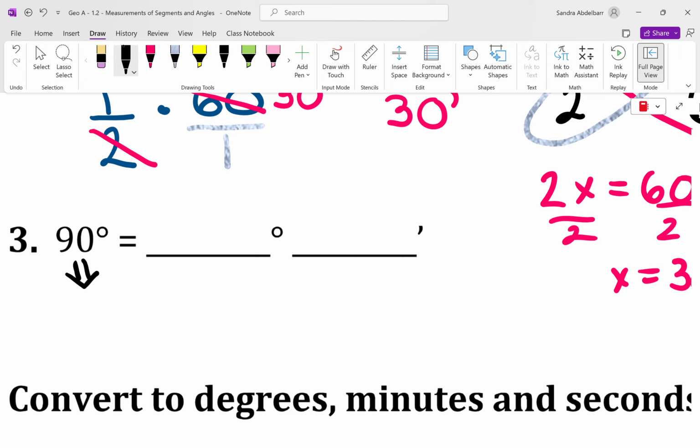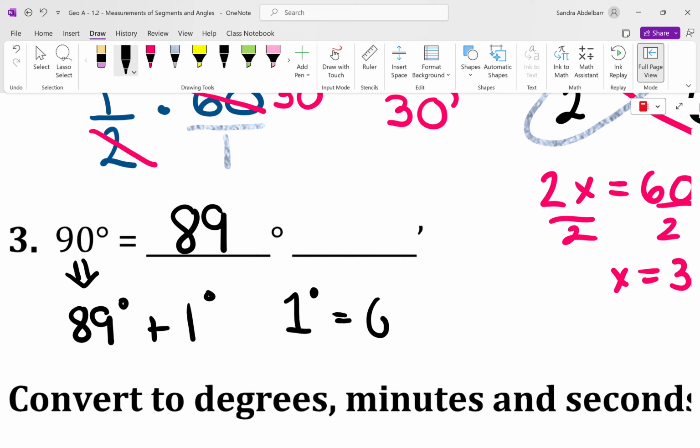I'm going to change the 90 into 89 degrees plus 1 degree. Isn't 89 degrees plus 1 degree still 90? 89 plus 1 is 90. All right, I'm going to keep the bigger one. I'm going to keep the 89 as my degrees. Then I'm going to change that 1 degree into minutes. 1 degree is how many minutes? 60. So this ends up becoming 89 degrees and 60 minutes, still equivalent to 90.